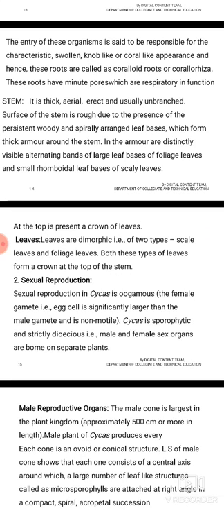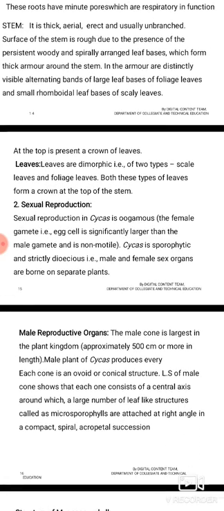Coming to the male reproductive organ. The male cone is the largest in the plant kingdom, and it is approximately 500 centimeters or more in length. And the male plant produces a cone which is an ovoid or conical structure. And in a longitudinal section, the male cone shows the presence of a central axis around which a large number of leaf-like structures known as microsporophylls are attached at right angles in a compact spiral and in an acropetal manner.